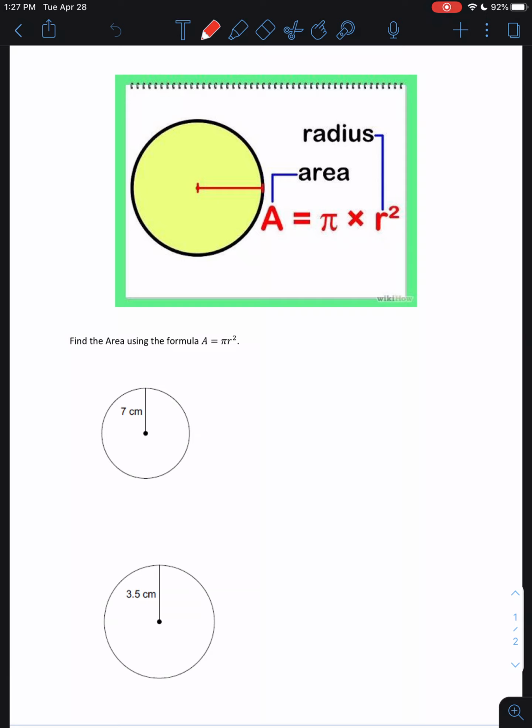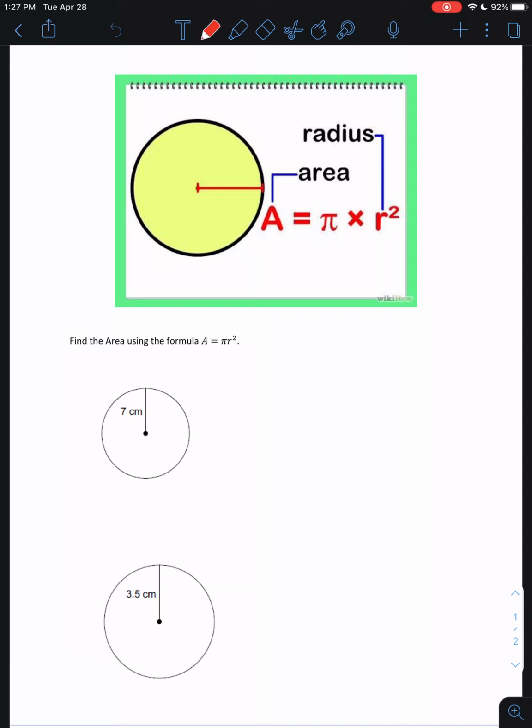Today we are on day 25 and we are still on our circles, but today what we're going to do is use some of the knowledge that we have already. We've learned what our radius is, we've learned what diameter is, we've learned how to find the circumference, but now we're going to learn how to find the area.